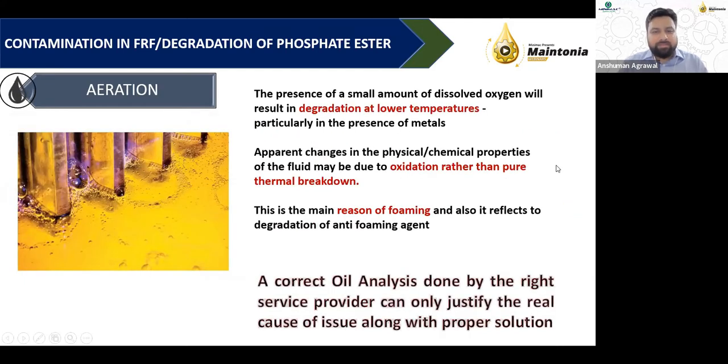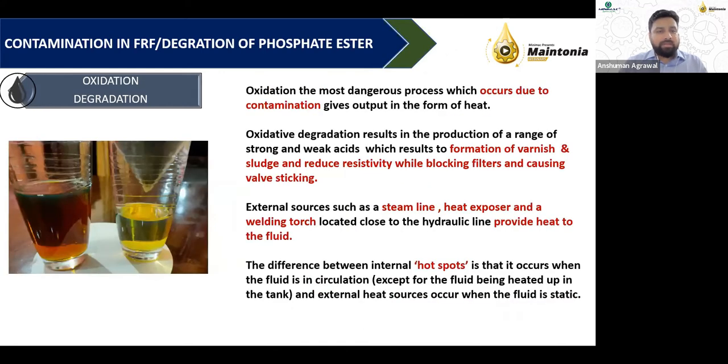Okay, so next is aeration. Aeration in any fluid system can't be avoided. There would be air bubbles. But instead of these air bubbles being sustained, they must burst by themselves and should not form foam. And for this, you need to perform air release value tests and also foaming tendency tests. We already discussed foam formation and the reason why it happens, so we won't repeat that again.